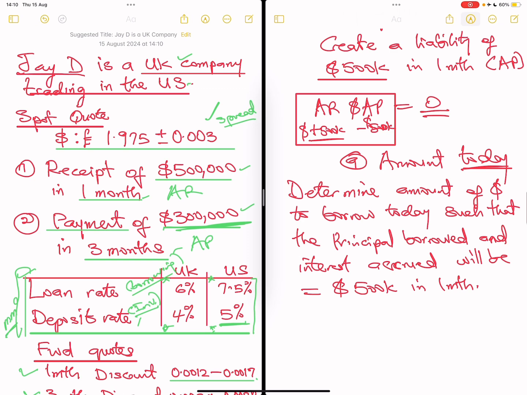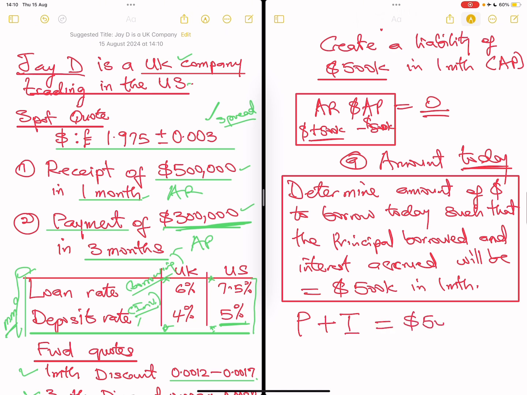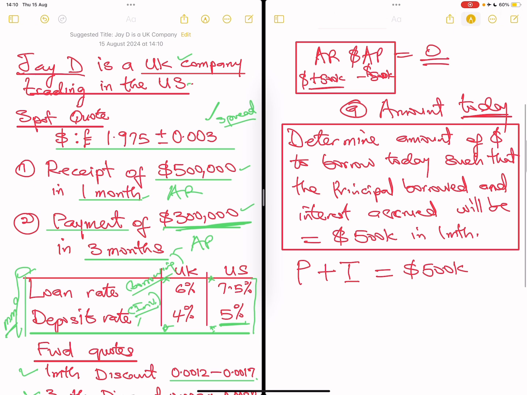So what this English is saying, if we convert it to mathematics, is that the principal you will borrow plus the interest you will accrue in 1 month must be equal to 500,000. Because we need to determine the principal, remember interest amount is equal to principal times rate.